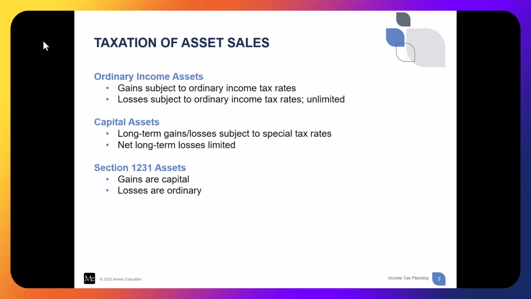What are the taxations? Capital gains are subject to ordinary income tax rates. Capital losses are subject to ordinary income tax rates, and they are unlimited losses if it's an ordinary income asset. Capital assets' long-term gains and losses are subject to special tax rates, and we net long-term losses, and they are limited to $3,000 per year unless they're netted. Section 1231 assets, gains are capital, and losses are ordinary.